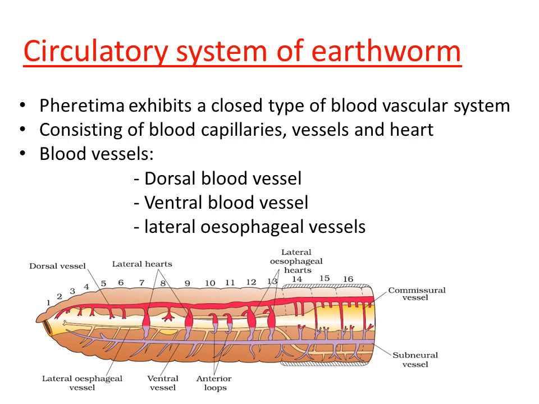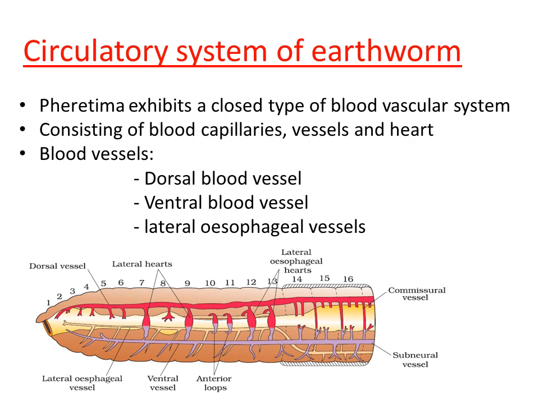And two more lateral esophageal hearts we can see, that are located in the 12th and 13th segment respectively. Understood? So in the 12th segment we have one heart, that is the esophageal heart, and in the 13th segment also we can see one more esophageal heart. So this also connects the dorsal blood vessel with the ventral blood vessel.